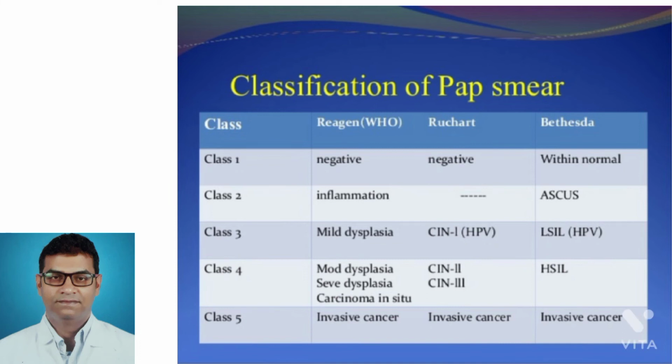Class 4 is moderate dysplasia, severe dysplasia and carcinoma in situ as per WHO classification, and cervical intraepithelial neoplasia 2 and 3 as per Richart, and as per the Bethesda system class 4 includes high-grade squamous intraepithelial lesion. In all WHO, Richart and Bethesda systems of classification, class 5 includes invasive cancers.